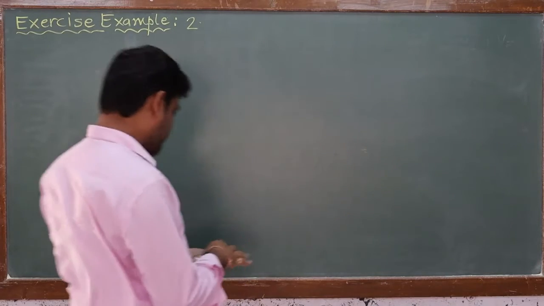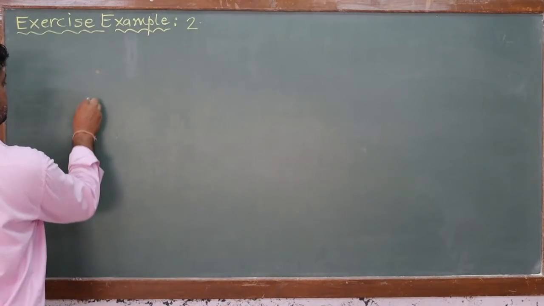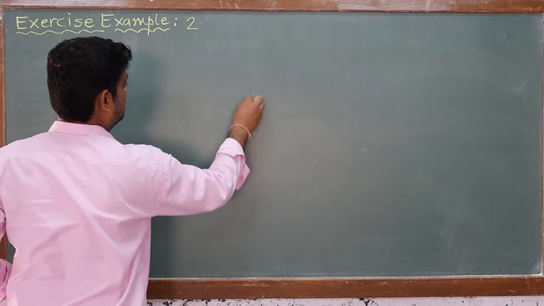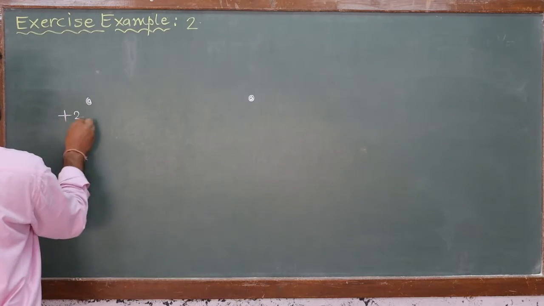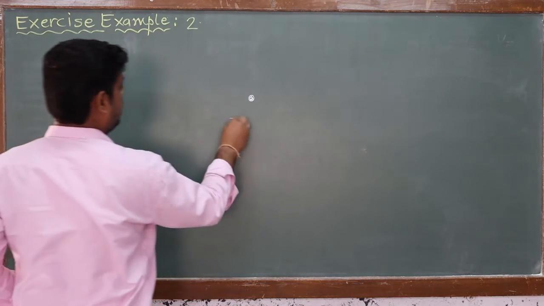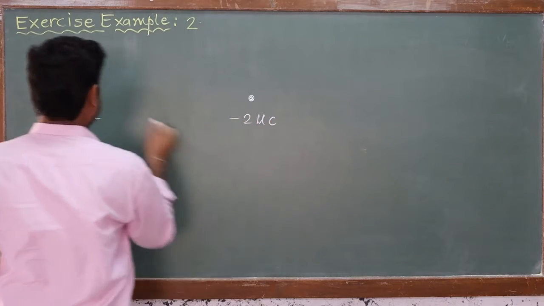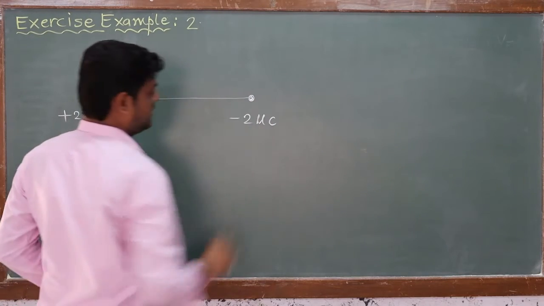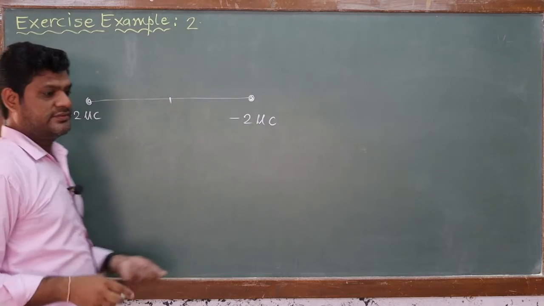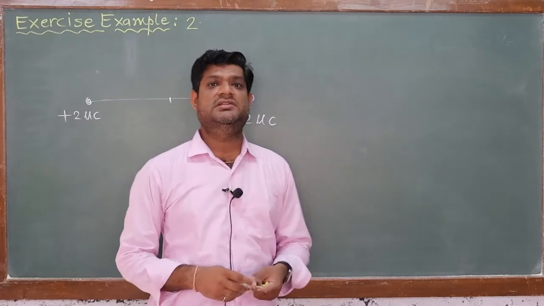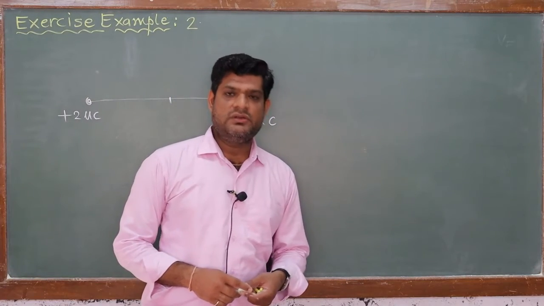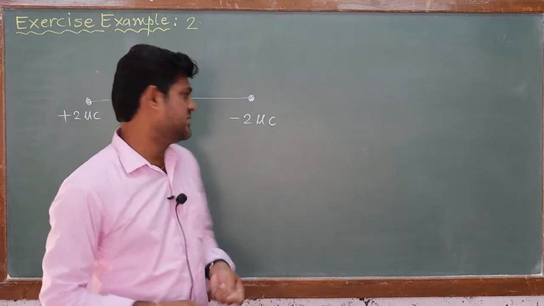See what is given in that question. The two charged particles, plus 2 microcoulomb and minus 2 microcoulomb charges, are separated by some distance. Find out the equipotential surface.